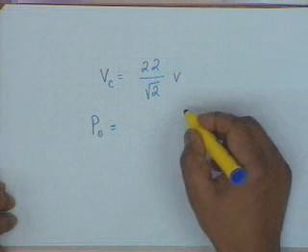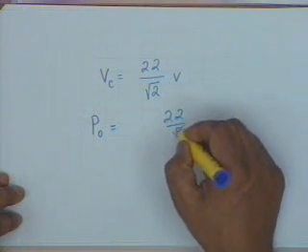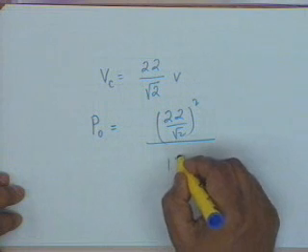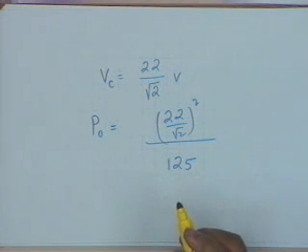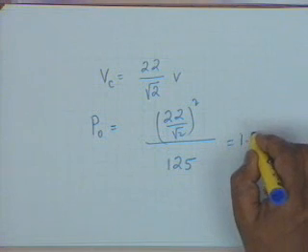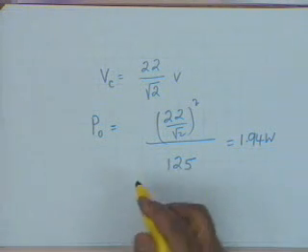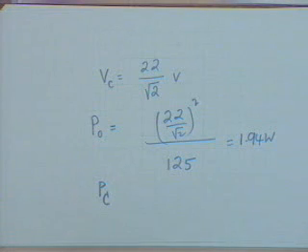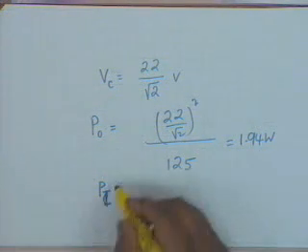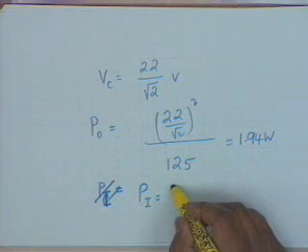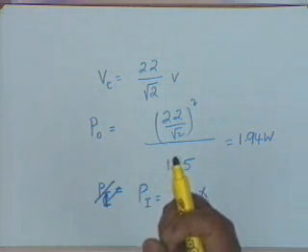And therefore, the output power P0 shall be Vc squared divided by RAC. So, 22 by root 2 whole squared divided by RAC, which has already been determined to be 125 ohms, and this calculates out to 1.94 watts. All right. This is the output power. The input power, let's call it P sub I, is simply VCC multiplied by whatever current is drawn from the battery.